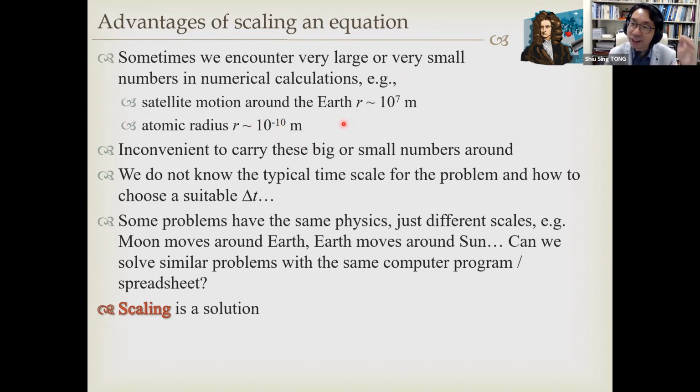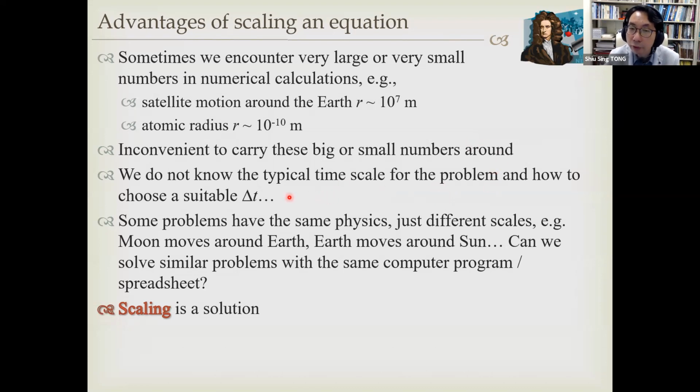So physics involves a very large or very small number depending on the problem that you are interested in. And it is very inconvenient to carry this big or small number around when you are doing a calculation, because you are using the scientific notation and you will be involving 10 to the power minus 23, 24, or 10 to the power minus 10, 10 to the power 10. That would be very inconvenient.